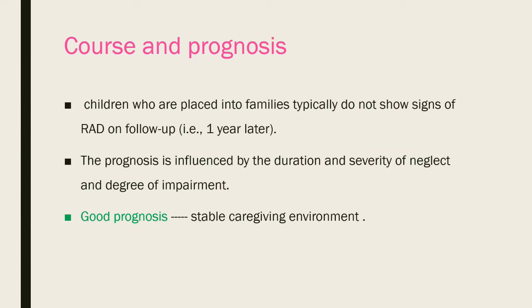Course and prognosis: children who are placed into families typically do not show signs of RAD on follow-up at 1 year, and the prognosis is influenced by the duration and severity of the neglect and degree of impairment initially. The good prognostic factor is a stable caregiving environment.